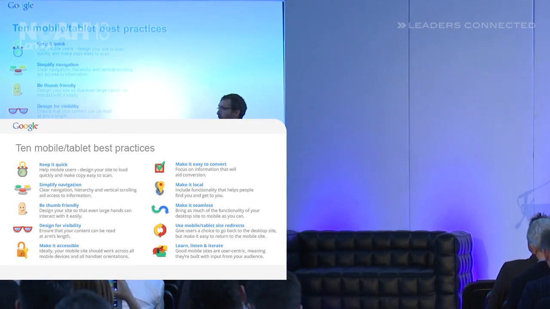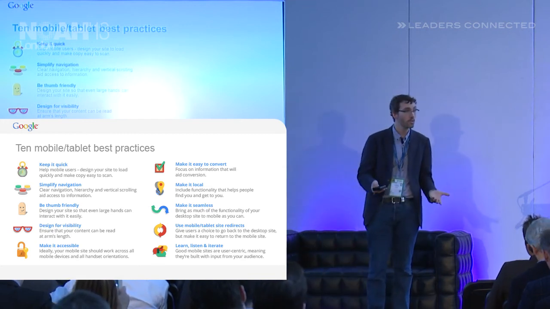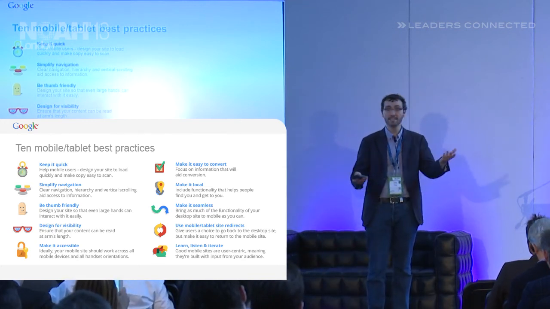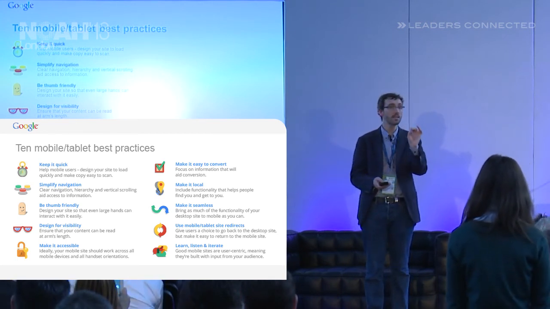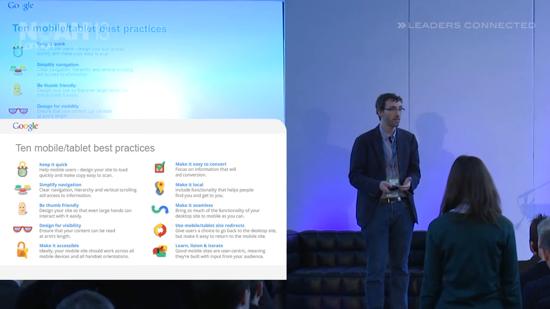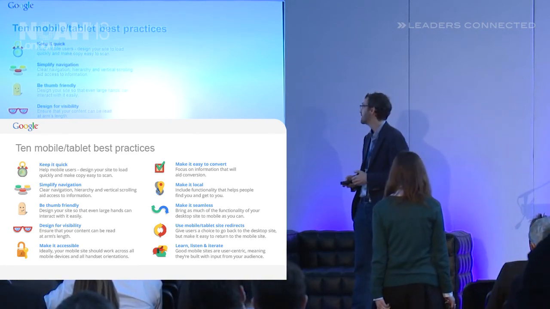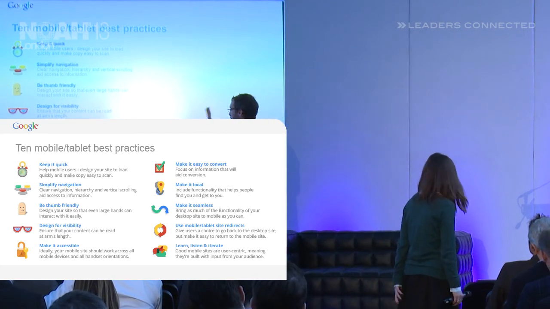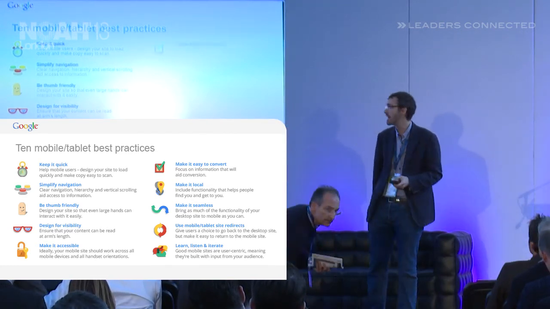Designed for visibility, person's at arm's length, but also it could be a very sunny day and they're walking around in the park and they can't see anything. House of Fraser's first mobile site, if an item was out of stock, it was a slightly lighter shade of grey than if it was in stock. What a terrible experience if you're sitting in the park and you can't distinguish between shades of grey. Make it accessible, so your site should work across all mobile devices and handsets. We're avoiding things like flash.